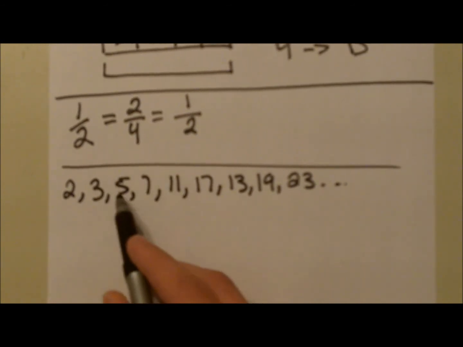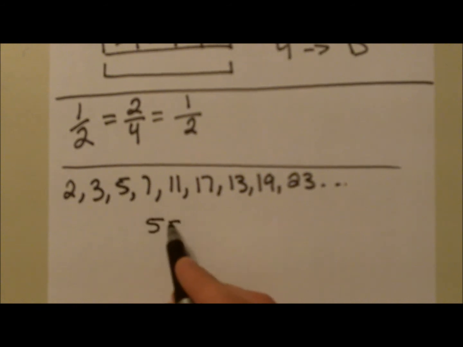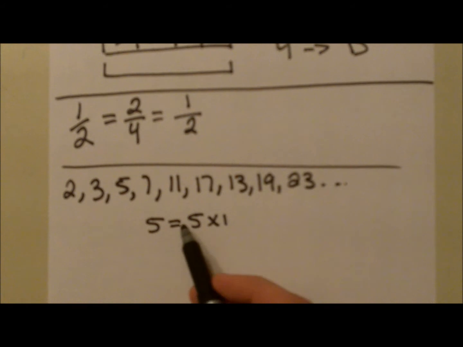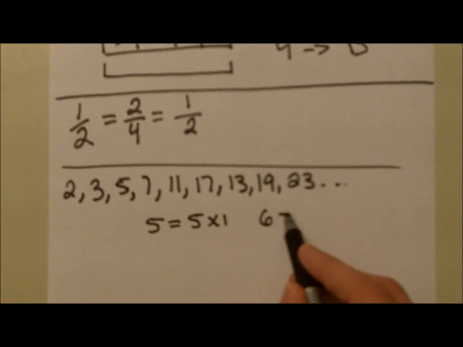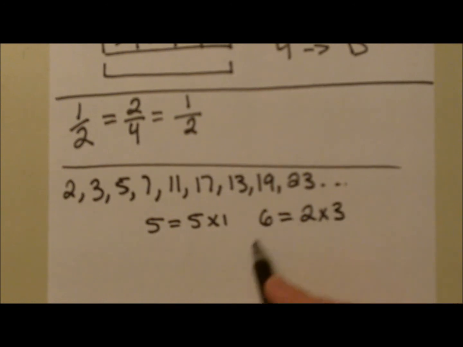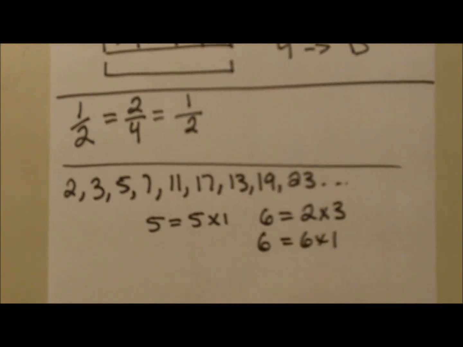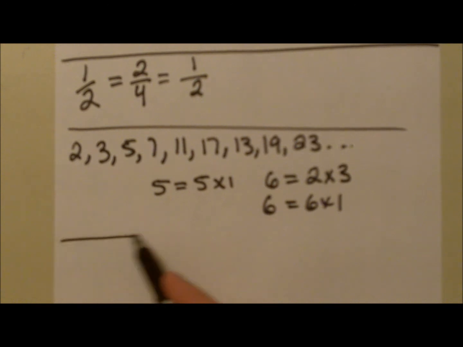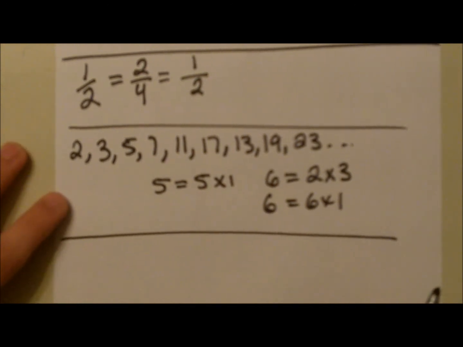All this means is that, take 5 for example, you can only get 5 by multiplying it by itself times 1. If you took 6 for example, 6 isn't a prime number because 2 times 3 equals 6, and also 6 times 1. So 6 isn't a prime number, but any of these values up here will be prime numbers.